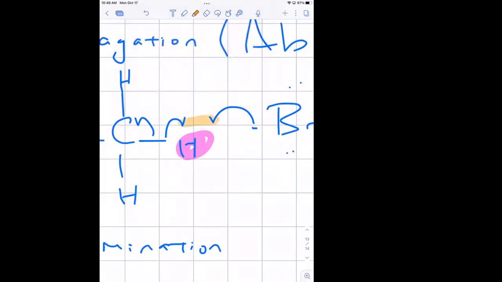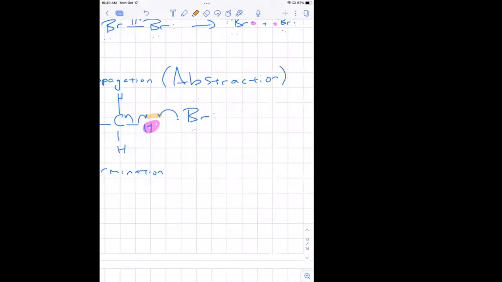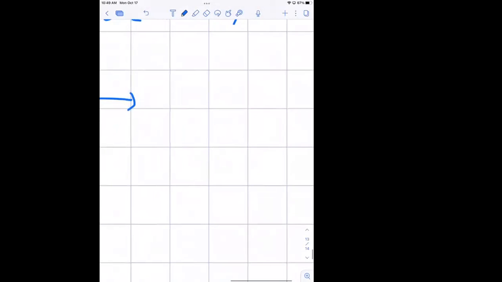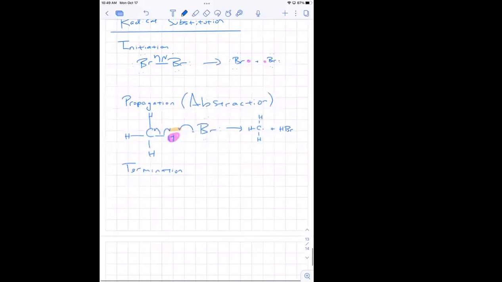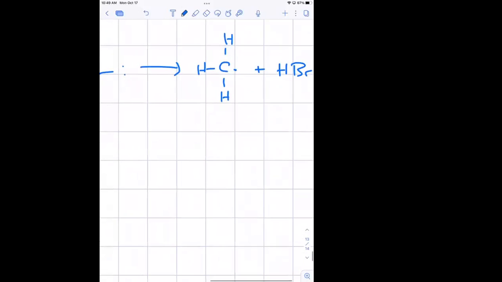I'll put those two together, and then on the other side of the arrow, I have this CH3 dot plus HBr. So propagation, this is my new radical right here. That's my new radical.